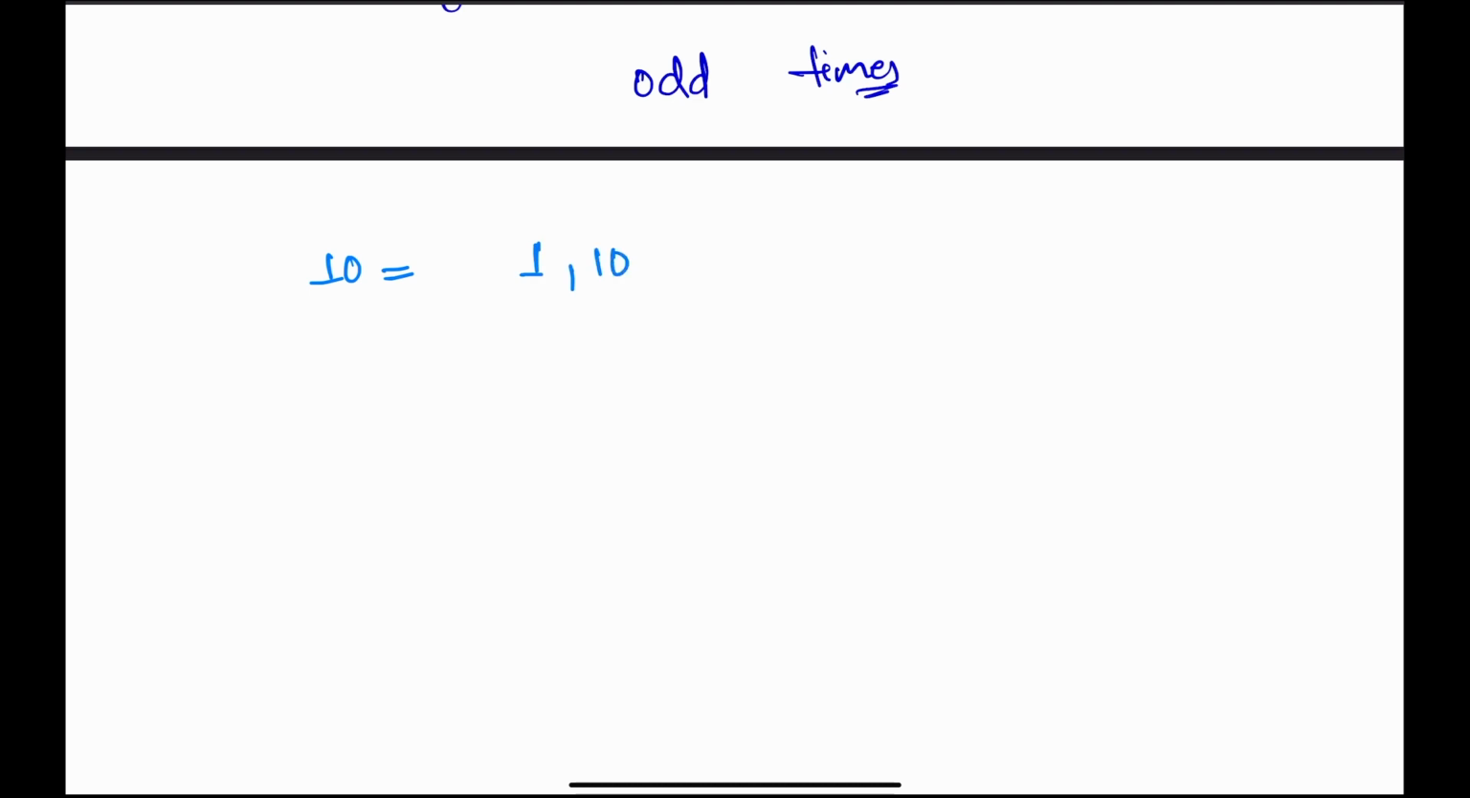So 1 and 10, this is also a prime factor. If I take 2, 5 is also a prime factor. That's all. So what I am saying is that it is having a pair.